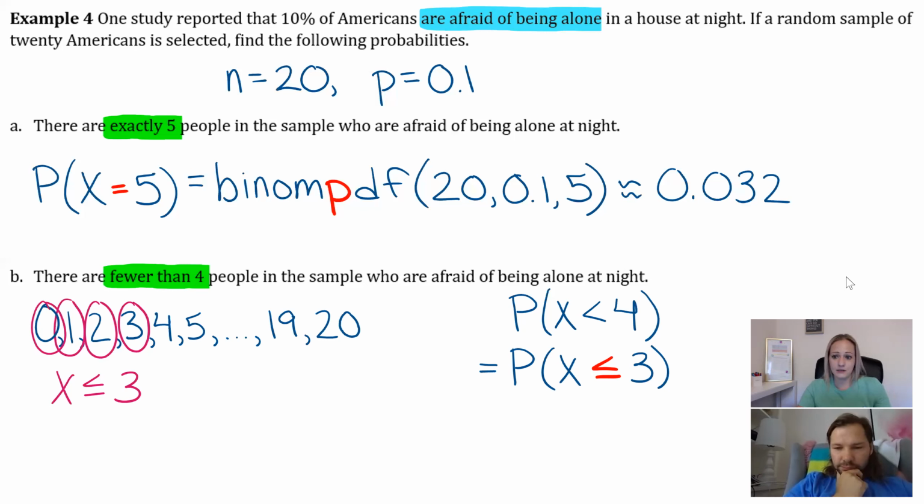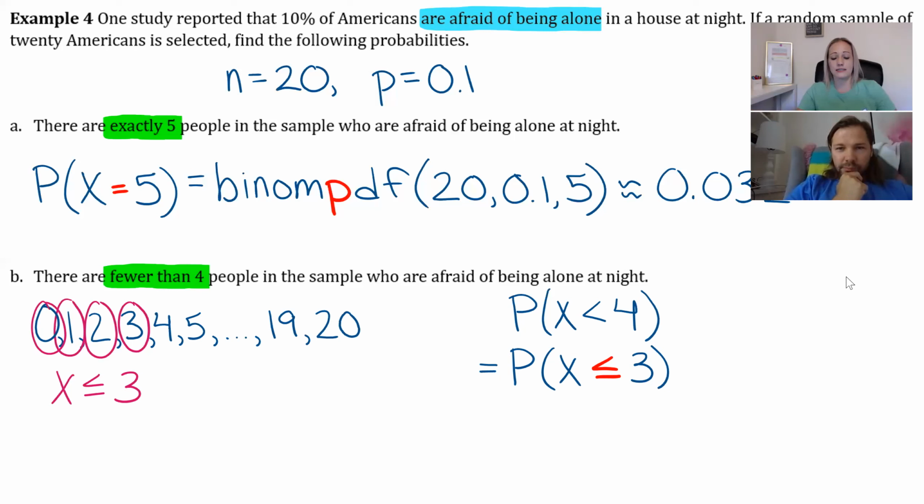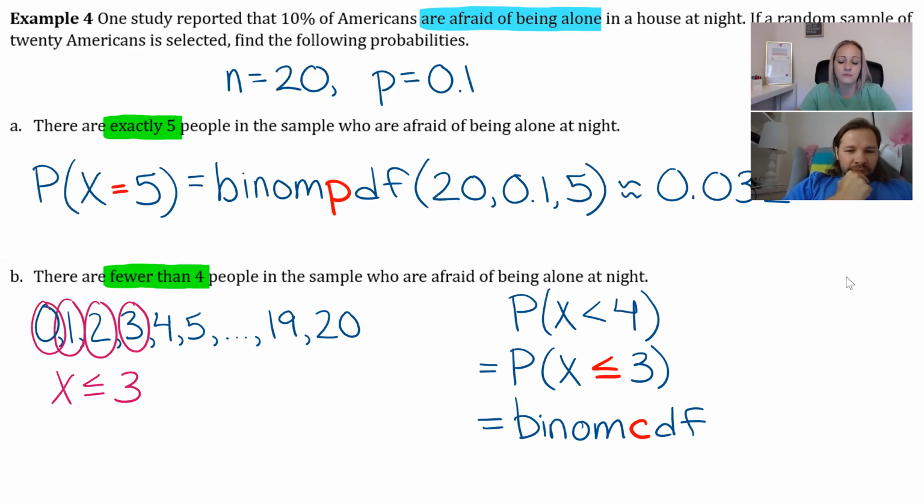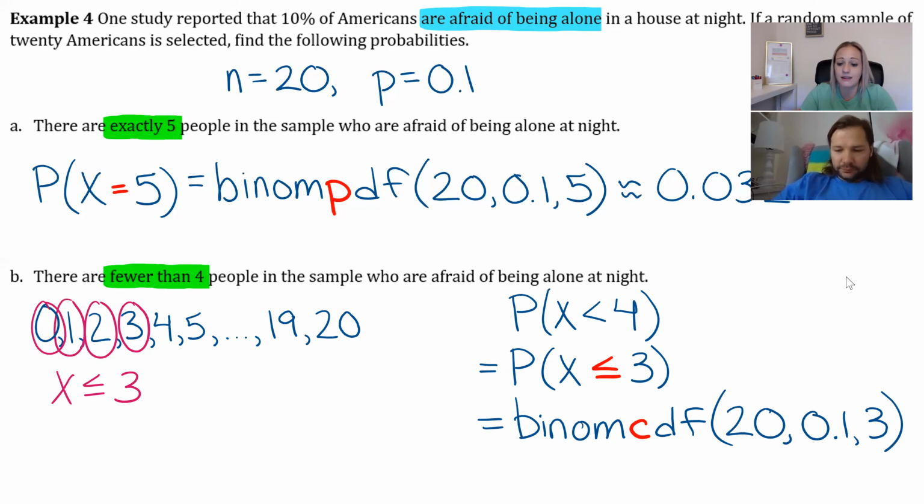Okay, so for less than or equal to, that's going to be binomial CDF. So binomial CDF, and then it's the same inputs of N, P, X. So N is 20, P is 0.1, and then X is 3. So you'll put those into your calculator and you'll get approximately 0.867. Any questions on that one? So that's saying that there's an 86% chance that 3 or fewer people are afraid of being alone at night.